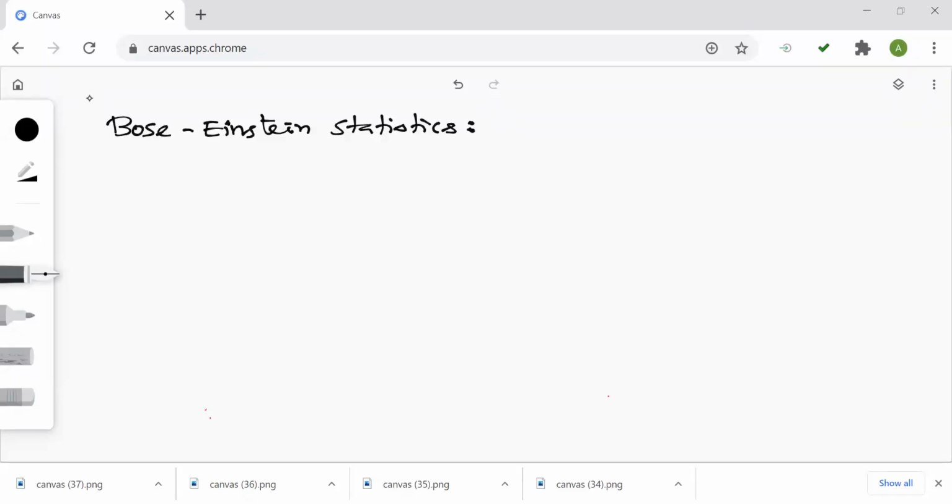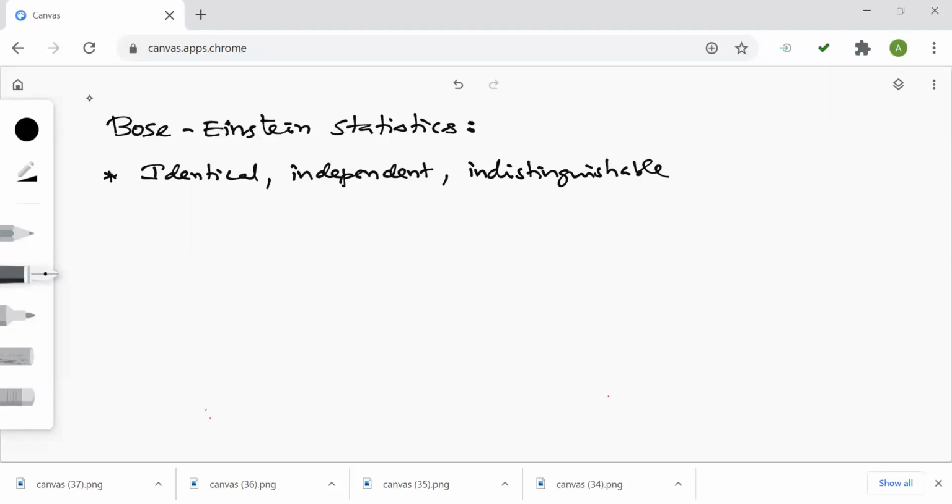Bose-Einstein statistics. What does this statistics say? What are the important points? Here also the particles must be identical. Particles must be independent. Independent means there should not be any attraction or repulsion between particles. No repulsion, no attraction. And the particles must be indistinguishable. So these are the characteristics of particles: identical, independent, and indistinguishable.